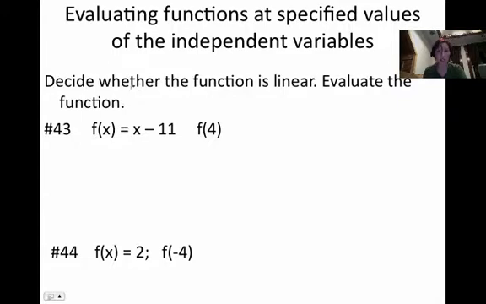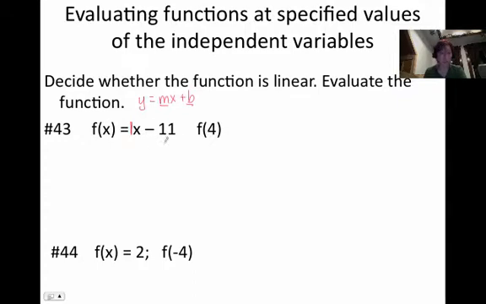So decide whether the function is linear, evaluate the function. So again, what you are looking for is, is it fitting that y equals mx plus b format, where m and b are a number? So let's go ahead and look at 43. I'm going to say yes. Here you might question that there's no m, but there is technically m. You could put a 1 there, and we fit this linear equation precisely.